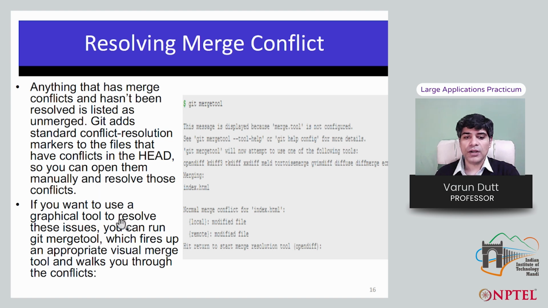If you want to use a graphical tool to resolve this issue, you can run something called git mergetool, which is written here, and which fires up an appropriate visual merge tool which walks you through the conflicts. So if you had to do a visual merge, you can run git mergetool, and then it will start the merging process by doing a graphical merge of that file, say in this case index.html, with the local copy and the remote copy. That is, one which is on the master branch and one which is on the ISS53 branch.